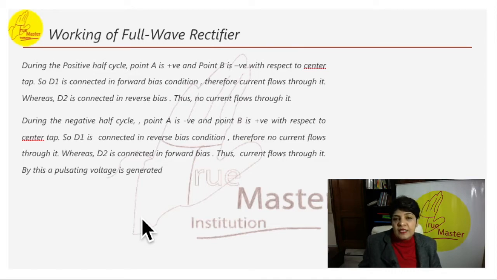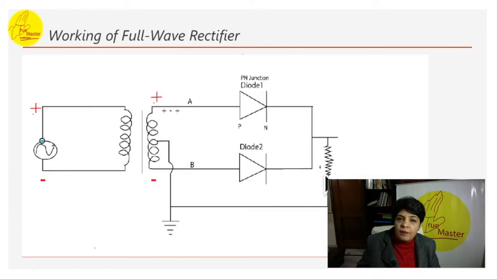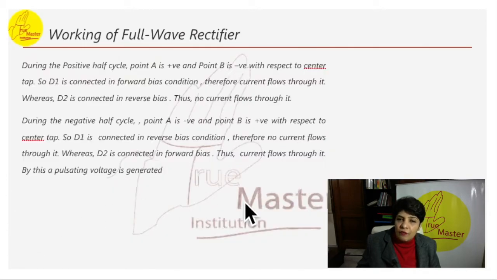By this, pulsating voltage is generated. So we have just seen completely in this diagram how it is functioning. This is the theoretical part of it, and here what we are getting is pulsating voltage. The voltage is varying, so that is called a pulsating voltage. So we have to rectify that as well now.